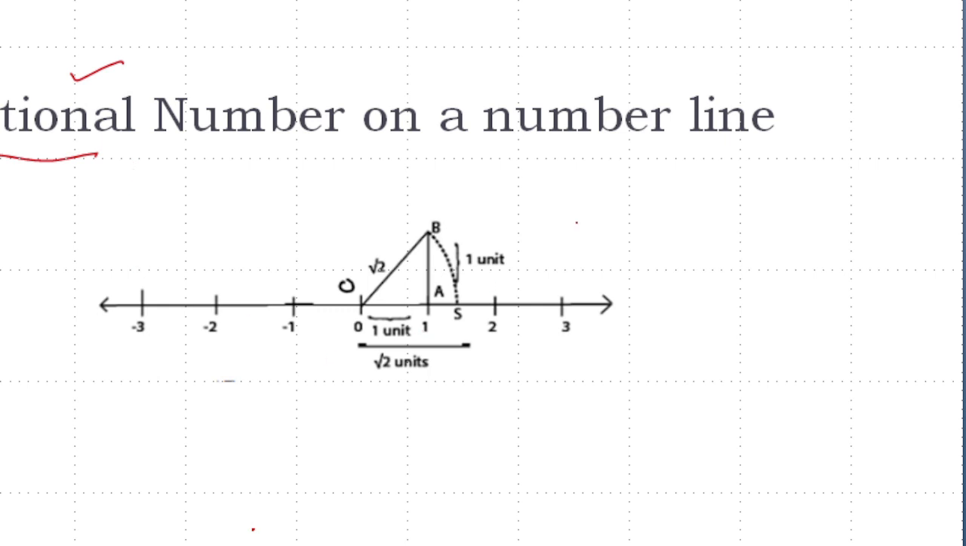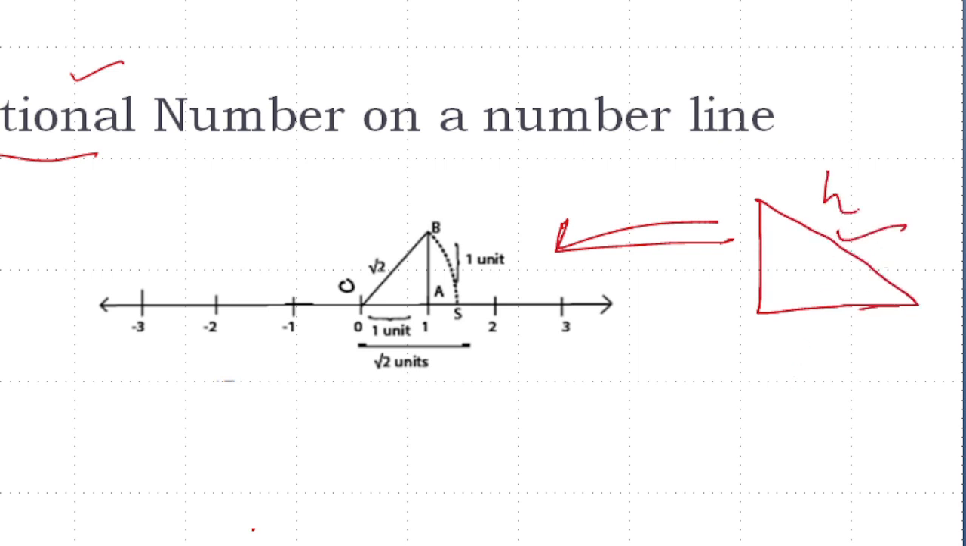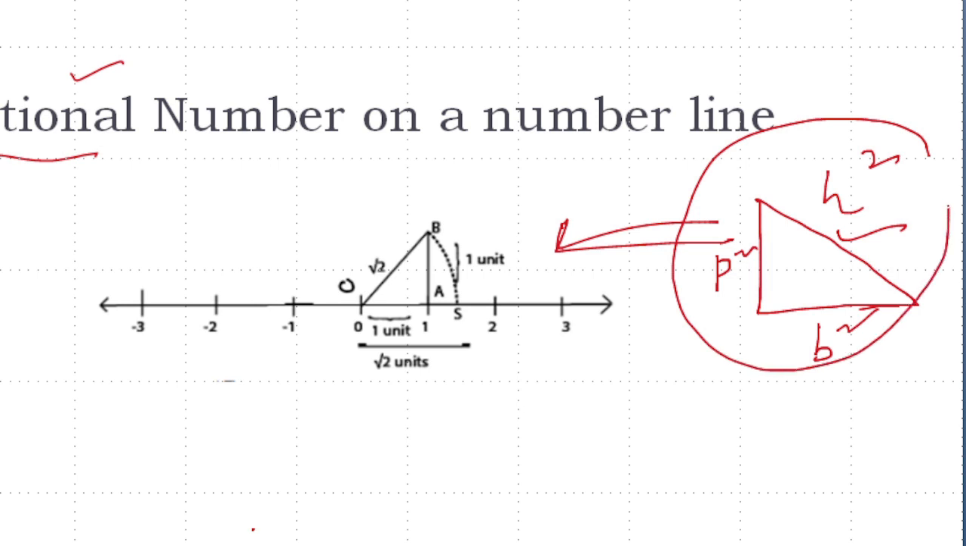Now this picture is showing √2 on a number line. For this we will use the Pythagoras theorem. You have already studied the Pythagoras theorem in 8th class. Pythagoras was a scientist, a mathematician, who said that in a right angle triangle, the square of the hypotenuse is the sum of the squares of the perpendicular and base. You have already studied this. Based on this, we will find the irrational number. Okay, what do I need?